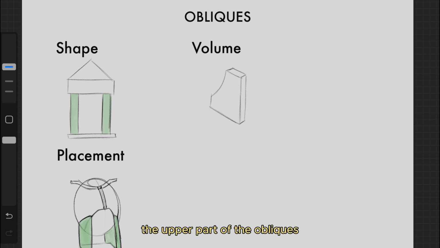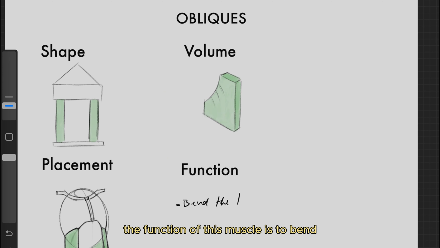The upper part of the obliques connects with the fibers of the serratus, creating a zigzag line along the lateral of the chest. The function of this muscle is to bend and twist the torso.